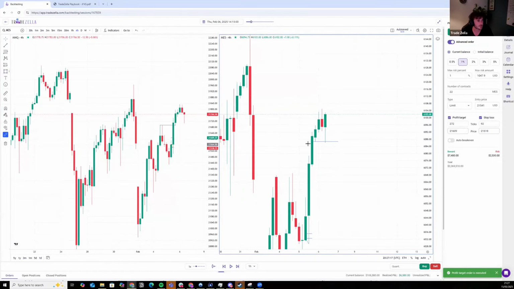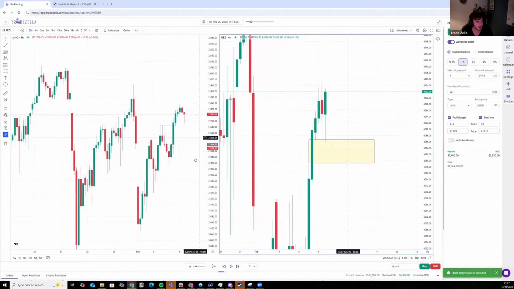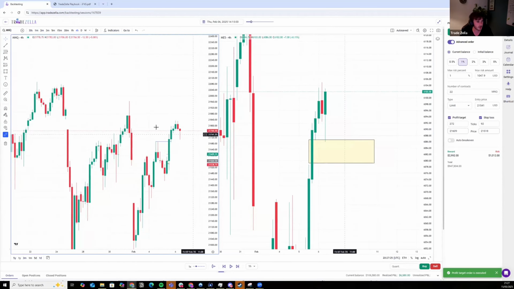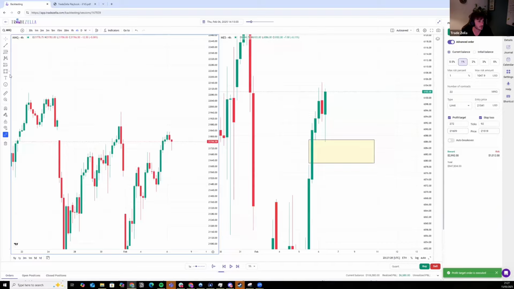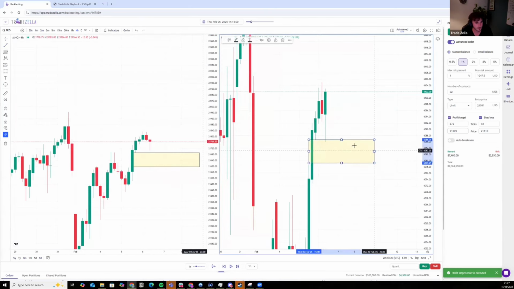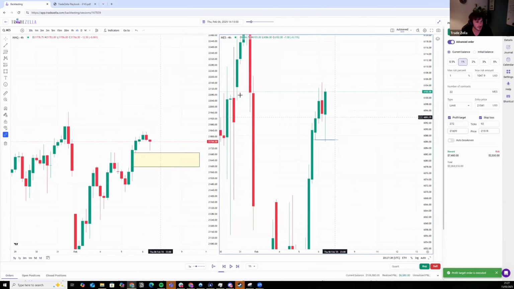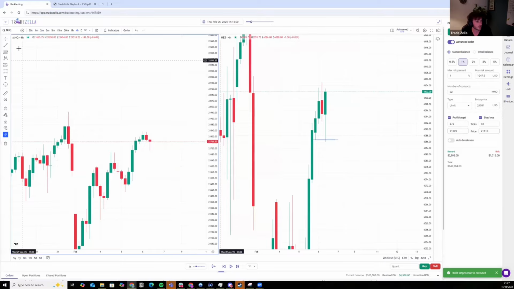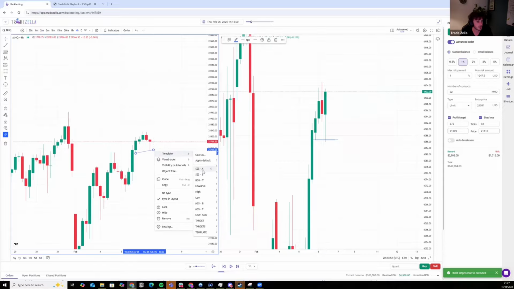Okay, so we have this fair value gap on the 4-hour. ES tapped into that. The same fair value gap on NQ did not get tapped into, and we never took out this low. This low here, ES on the 4-hour took out. This low on NQ never got taken out. So there's our SMT, a 4-hour SMT. Pretty good confirmation that my bias today will be bullish.